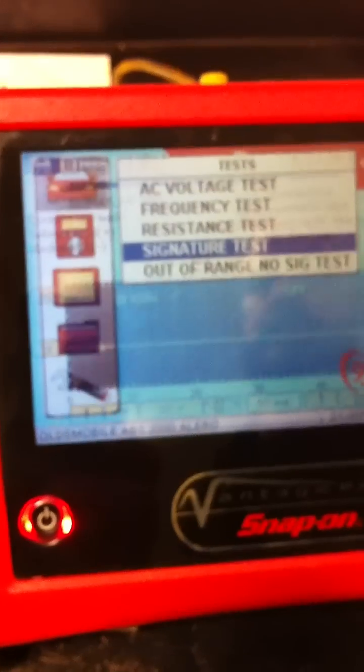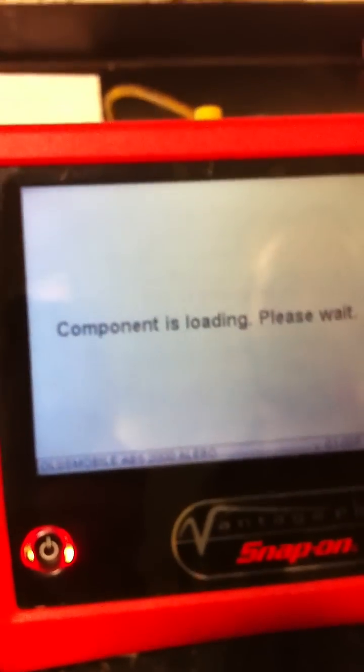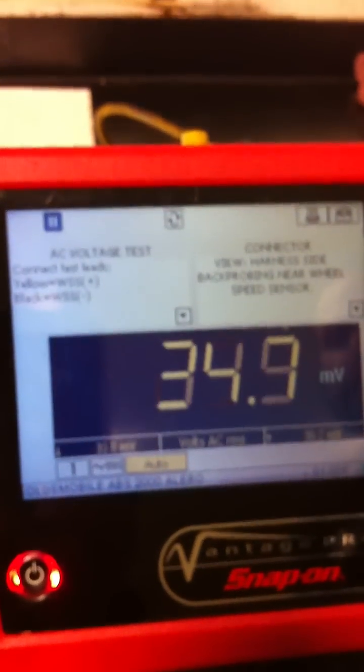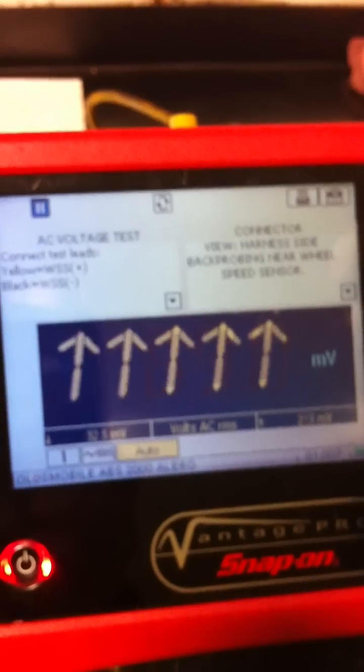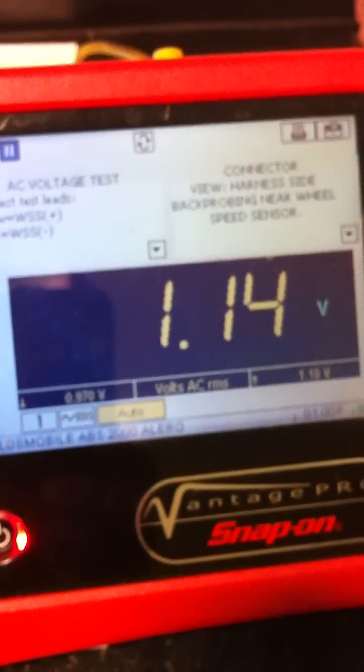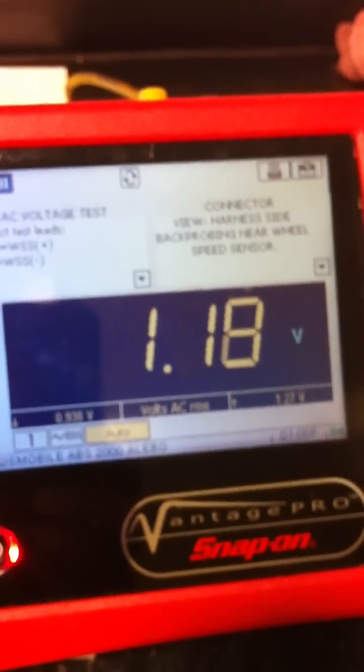So how do we go back to the voltage meter? Go back to the voltage meter. AC voltage test. AC voltage test, and spin it. Scaling. 1 volt. So there you have it. We got voltage, mates.